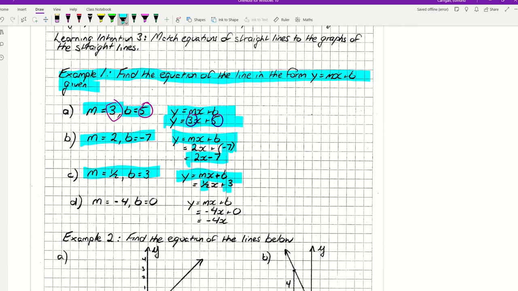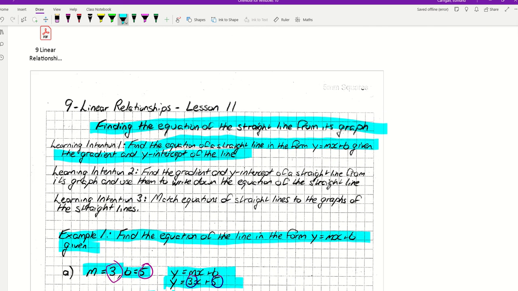Our last one, m equals minus 4, b equals 0. y equals mx plus b. We'll put the minus 4 in. So y equals minus 4x plus 0. Now 0 we don't normally show, so our line is going to end up y equals minus 4x. Okay, so that is our first learning intention, done and dusted. Let's have a look at our next one.